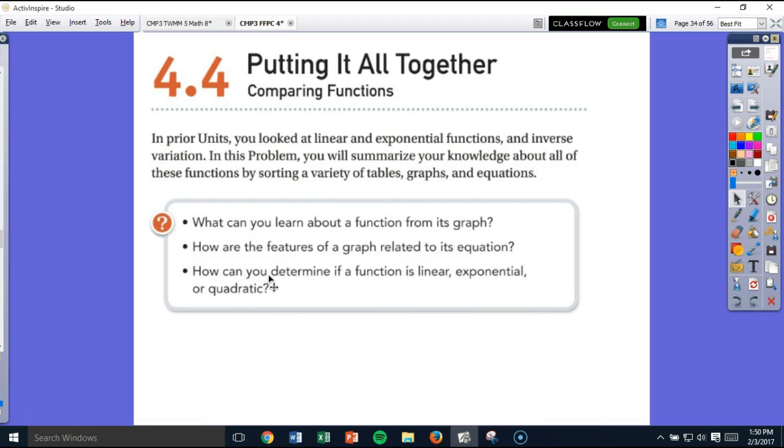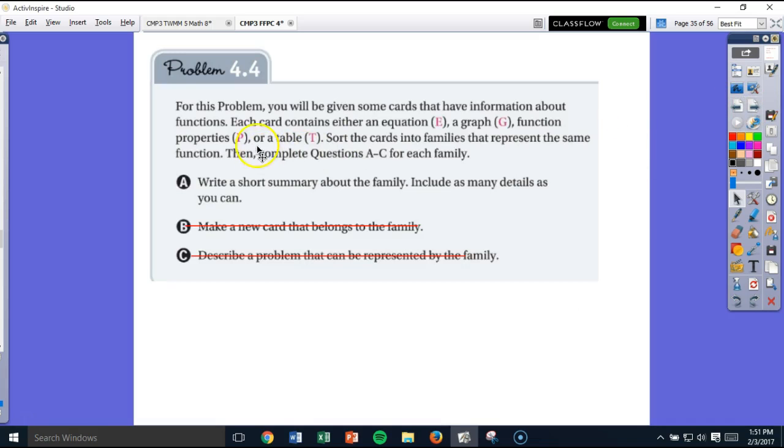Well, from a graph it should be pretty easy, and from a table it might be easy for some of you, maybe a little more difficult, and from an equation we should be able to look fairly quickly and identify whether it's linear, exponential, or quadratic. In our problem, it tells us that you'll be given some cards. That is not true. We're not giving you cards.